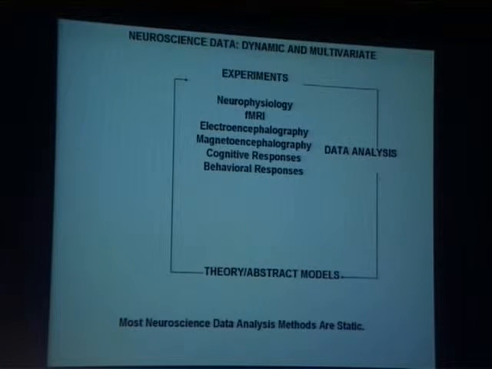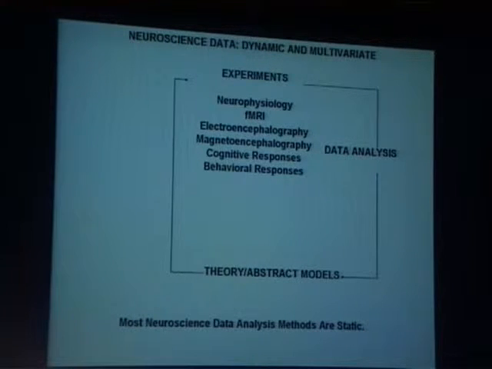But what's happening now in brain science is one thing in particular. The ways in which we collect information are many: neurophysiological experiments, functional magnetic resonance imaging, EEG, magnetoencephalography, cognitive experiments, and behavioral experiments. And the types of data that are being collected are vast. Not only that, one of the key features, and one of the things that certainly attracts me, and I think attracts many people to neuroscience itself, is that the problems are dynamic, and the data and the problems are multivariate.